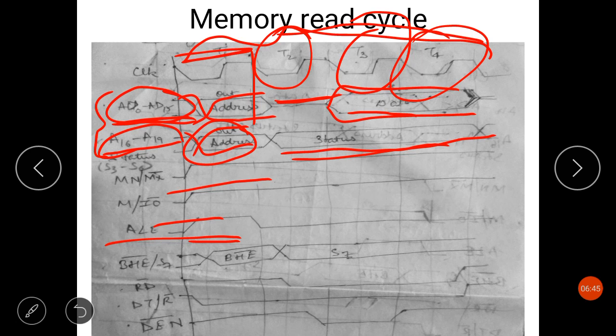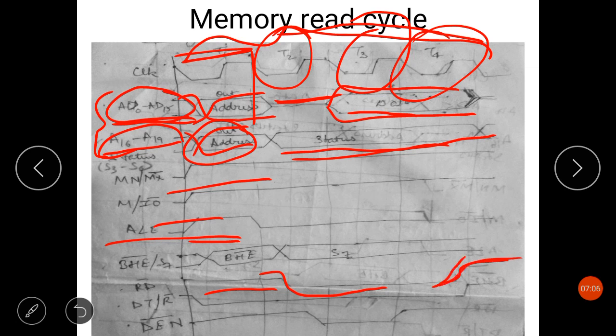RD bar signal goes low. Here, as you can see, the RD bar signal goes low during the T2 clock cycle. So when it goes low, data can be read by the CPU. It goes high again in the T4 clock cycle. You can see it going high again in the T4 clock cycle.